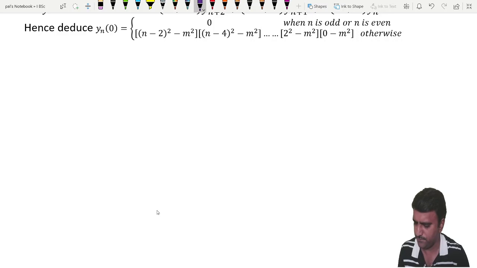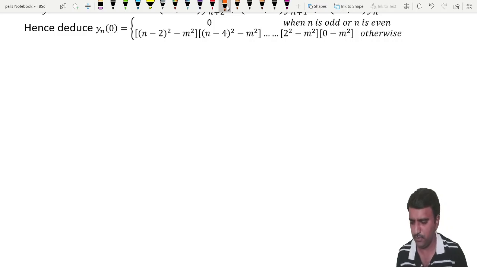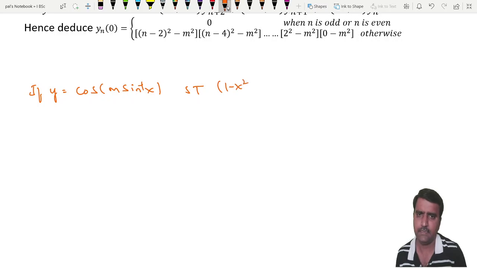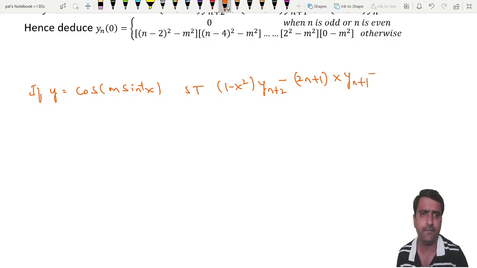The nth differentiation of, so after finding yn at 0, if y is equal to cos of m sin inverse of x, show that 1 minus x square into yn plus 2 minus 2n plus 1 of x into yn plus 1 minus of n square minus m square of yn is equal to 0.